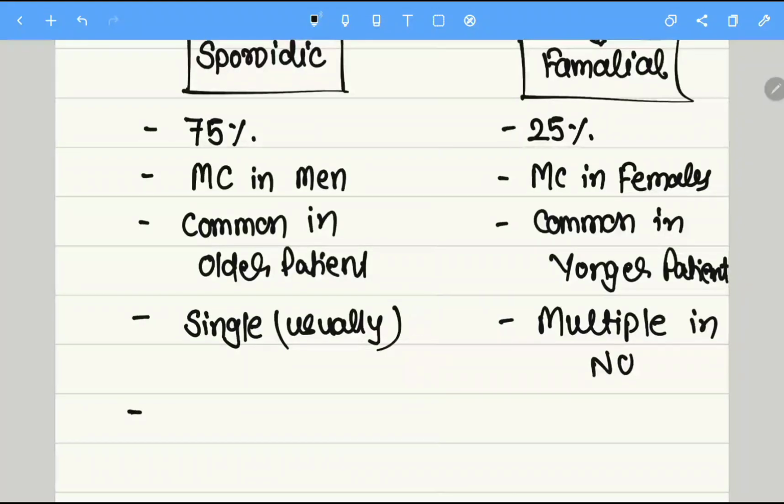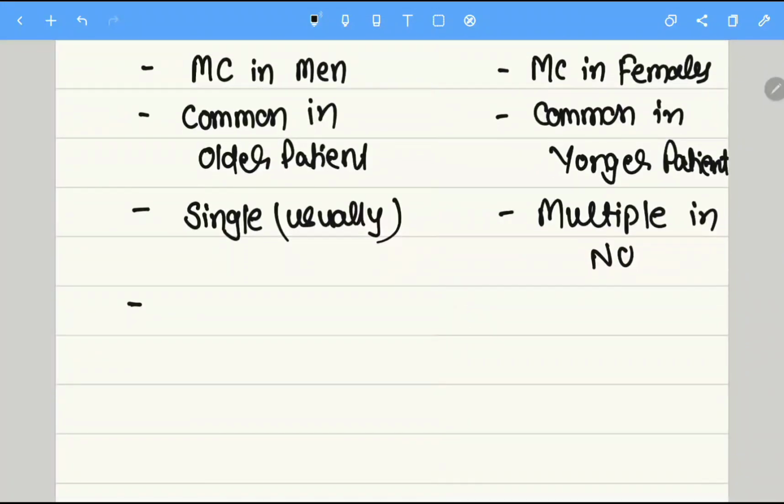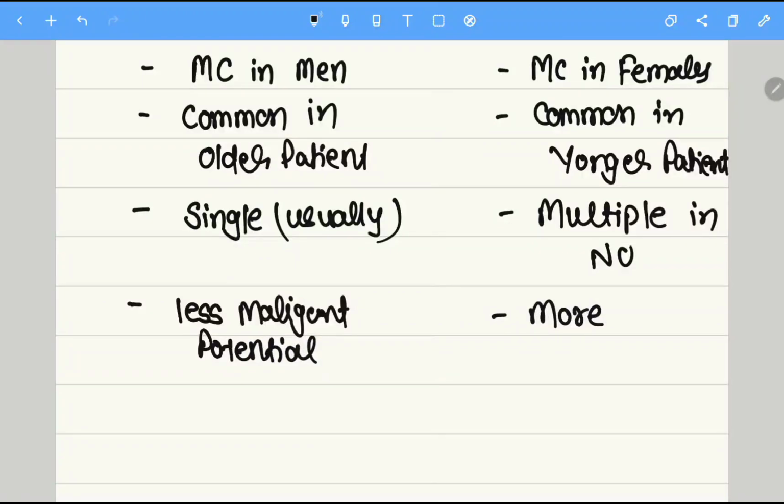Sporadic have less malignant potential. As we call this a gastrinoma, oma means benign, so it's a benign tumor having a propensity towards malignancy. It has very little propensity towards malignancy in the case of sporadic gastrinoma. Familial has more malignant potential, as you know, familial syndromes are usually associated with malignant diseases.